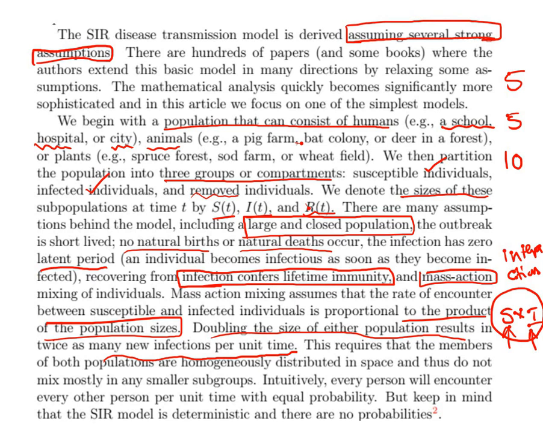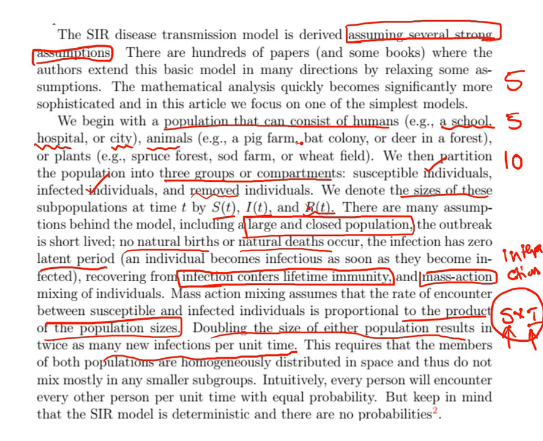And this requires that the members of both populations are homogeneously distributed in space and do not mix in any smaller subgroups. So obviously now, as we move on with our lives, every person will encounter every other person per unit time with equal probability. So we are going to say, look, there is a probability of interaction. So we are going to enforce a probability in the mass action.